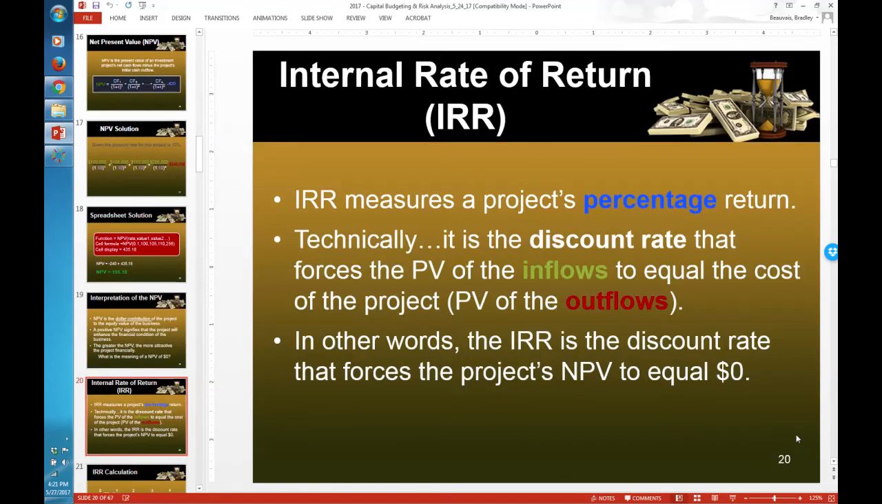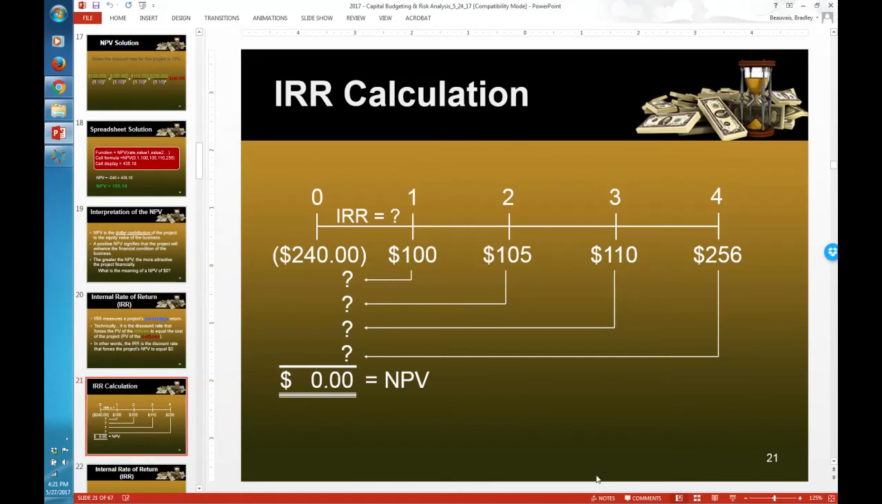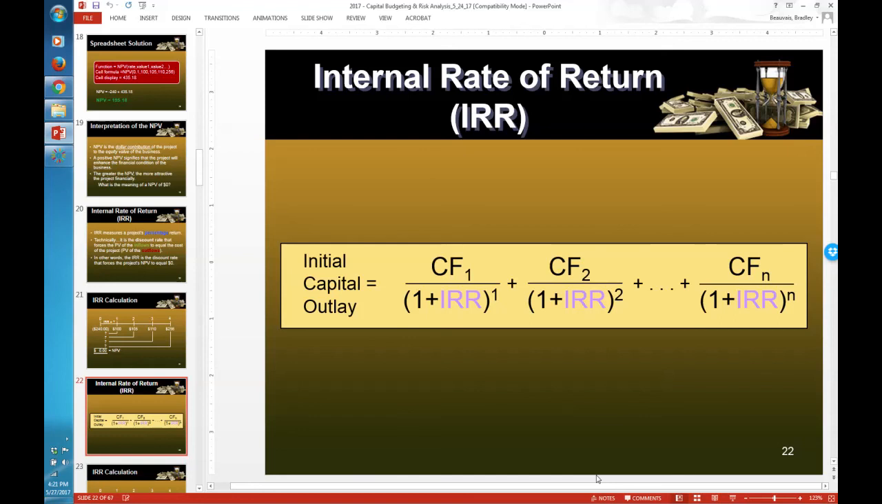Okay, but of course we also want to be able to measure our returns from a percentage standpoint. And again, to reiterate, this is the discount rate that forces our present value of inflows to equal the cost of the project outflows. Or basically, this is the discount rate that forces the NPV to equal 0 exactly. So with this in mind, we do the same sort of valuation that we learned in the time value of money process. And again, we can do this mathematically if we really wanted to.